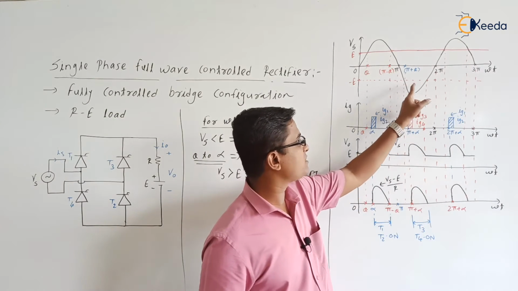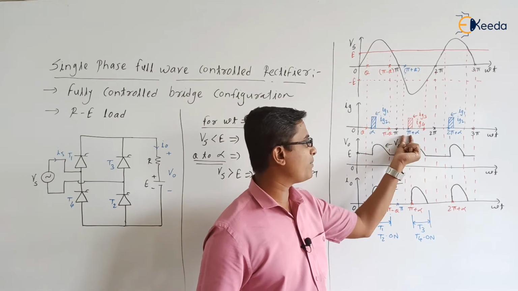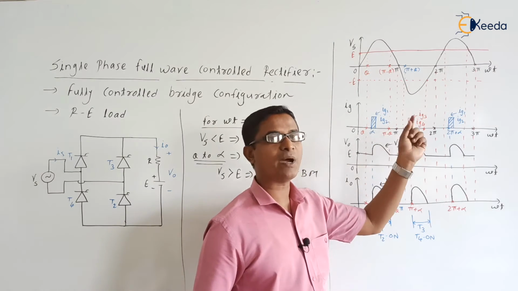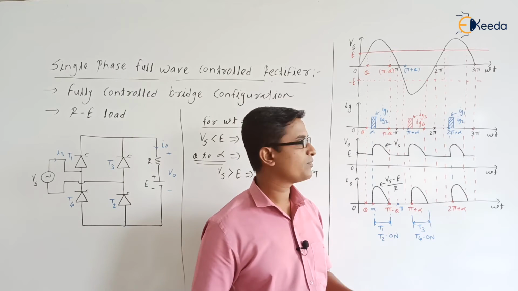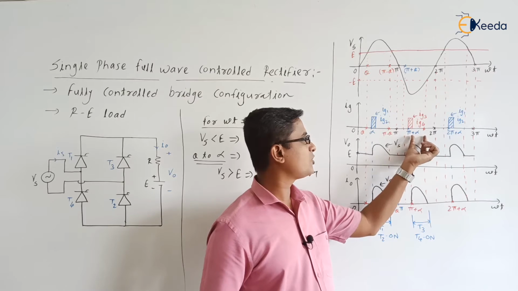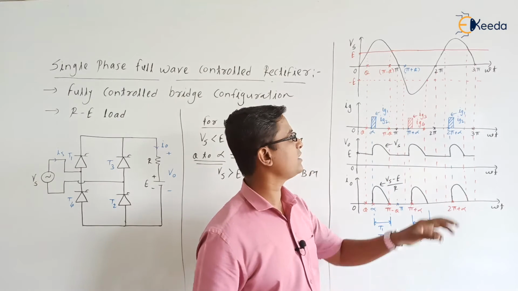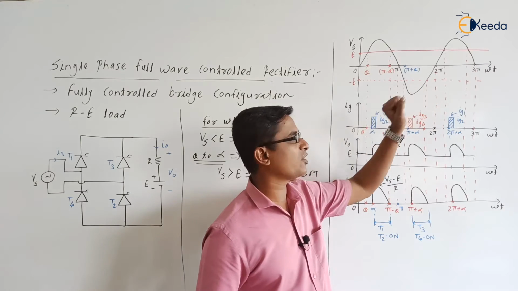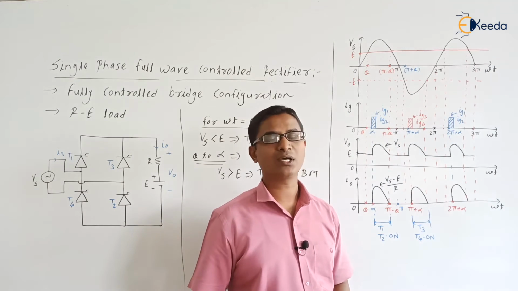Next, from pi plus theta to pi plus alpha, thyristors T3, T4 will be in the forward blocking mode. From pi plus alpha till 2 pi minus theta, magnitude of Vs is greater than magnitude of E, so thyristors T3, T4 will be in the forward conduction mode.